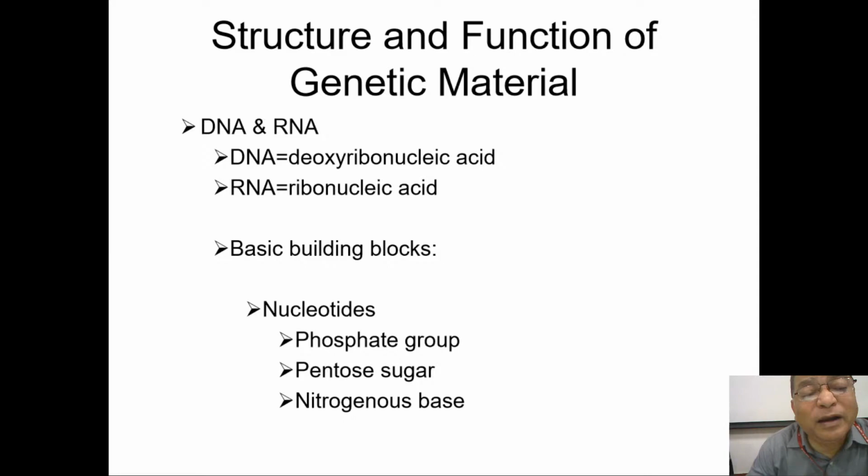Let's quickly look at the basic building block of DNA, or deoxyribonucleic acid. In DNA you basically have three main groups: a phosphate group, which comes from the nucleotide triphosphate; a pentose sugar, which can be either deoxyribose or ribose; and a nitrogen base. These are the three main components of a nucleotide, the basic building block of DNA. This nitrogen base can be a purine, adenine and guanine, or a pyrimidine, which is cytosine or thymine.